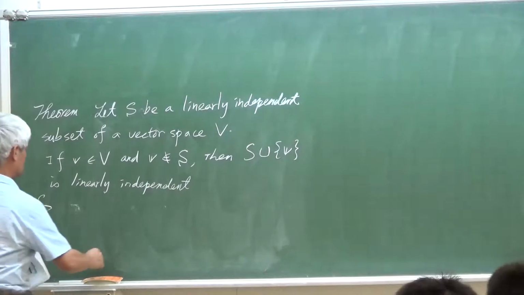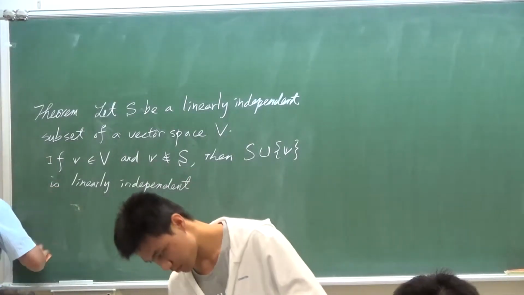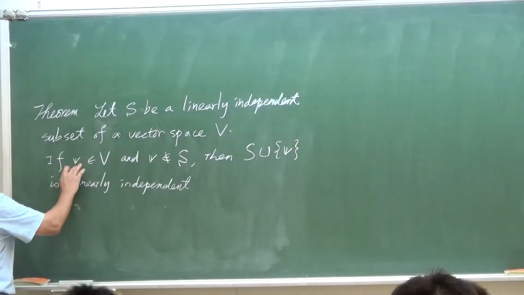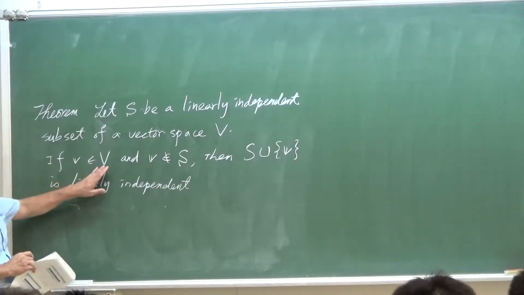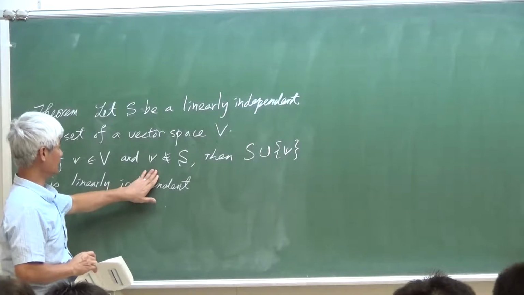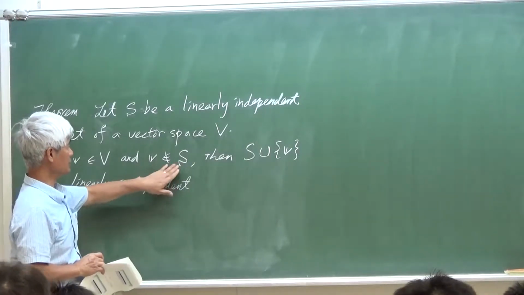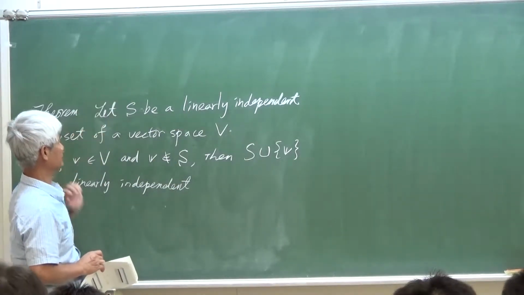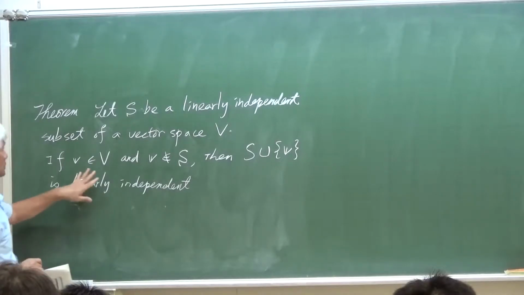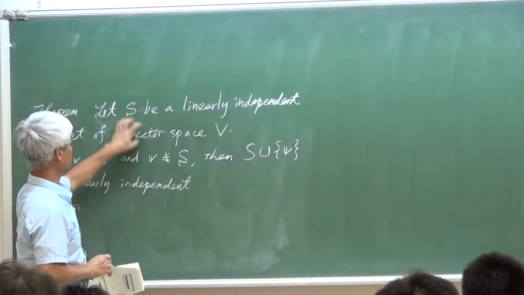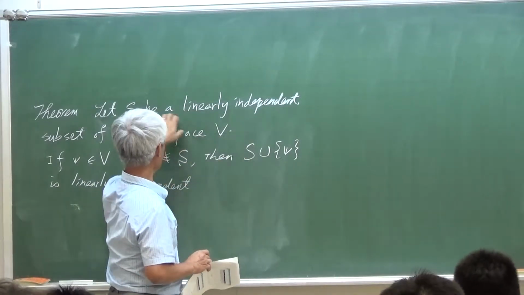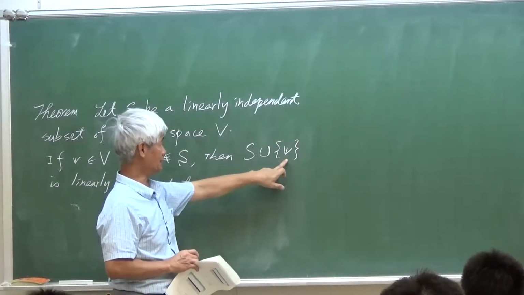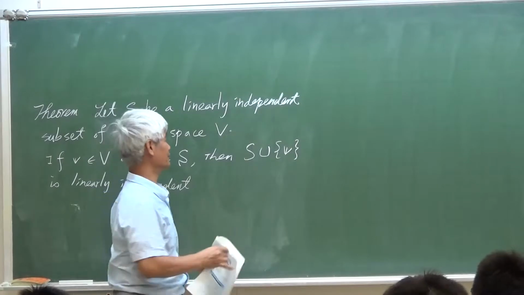So if v is a vector in the vector space, and v is not in S, alright? So we make sure v is not in S, then the union of the set S and the singleton.